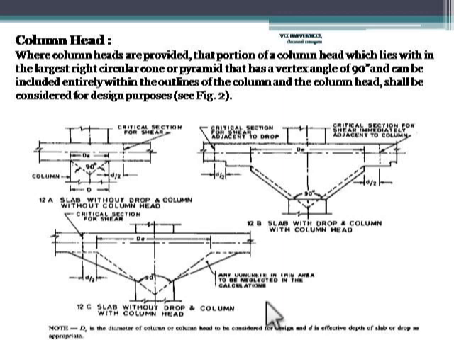When column heads are provided, the portion of the column head which lies within the largest circular cone or pyramid that has a vertex angle of 90 degrees and can be included entirely within the outer line of the column and the column head shall be considered for design purpose.